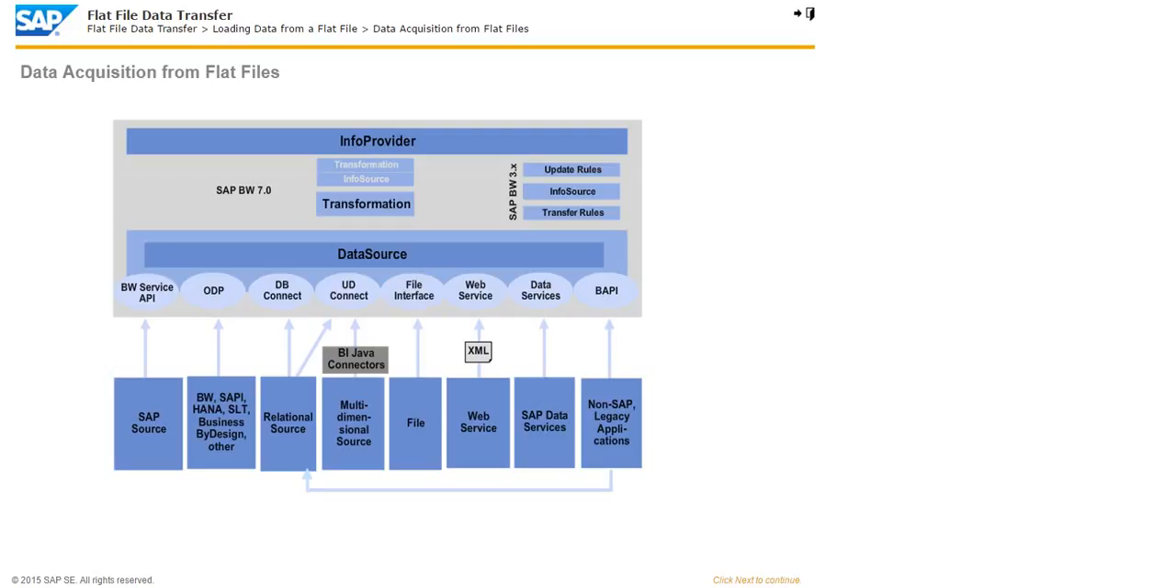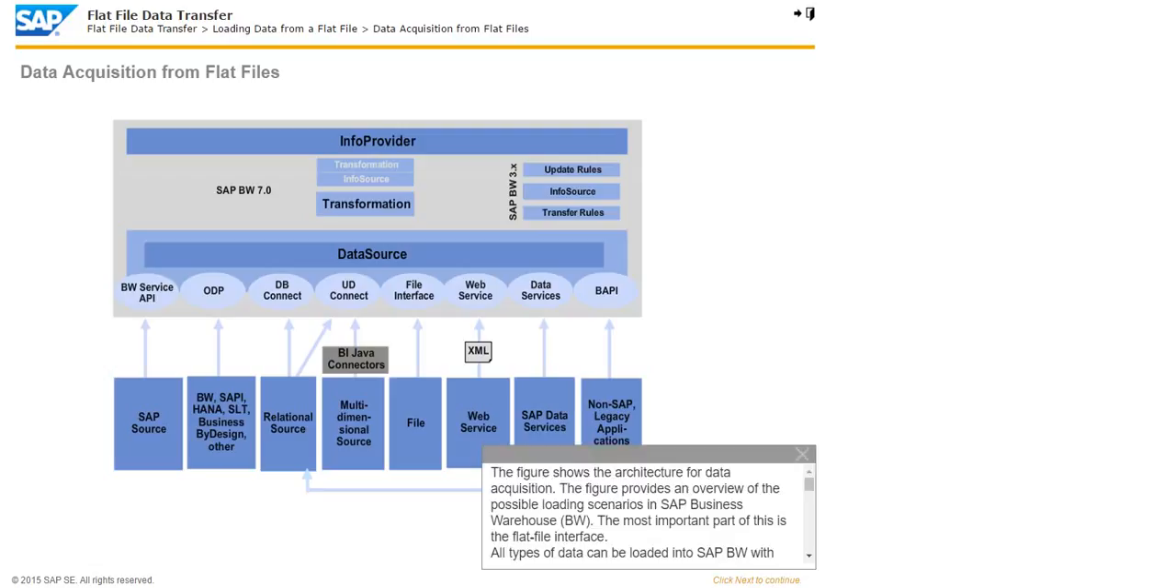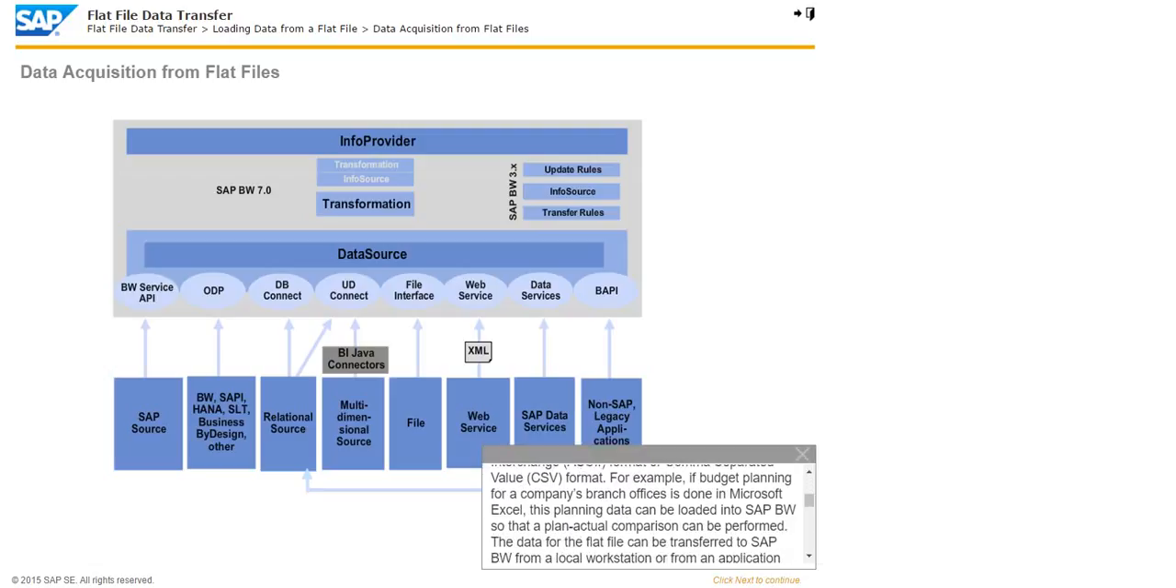The data for the flat file can be transferred to SAP BW from a local workstation or from an application server. Note the following with regard to CSV files. Fields that are not filled in a CSV file are filled with a blank space if they are character fields, and with a 0 if they are numerical fields.